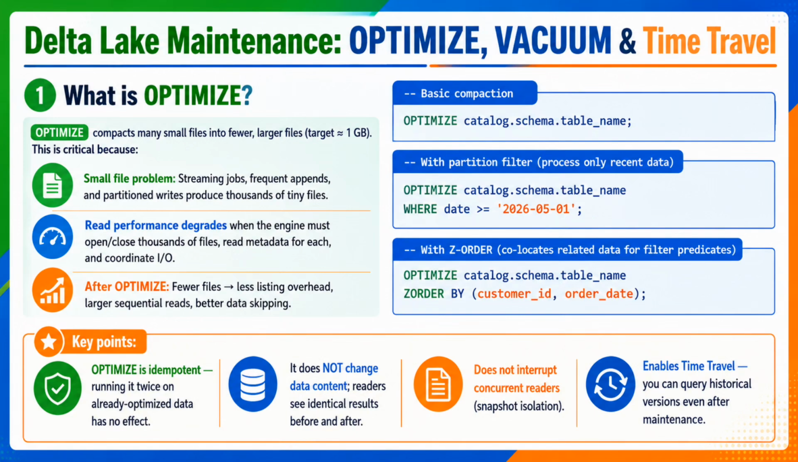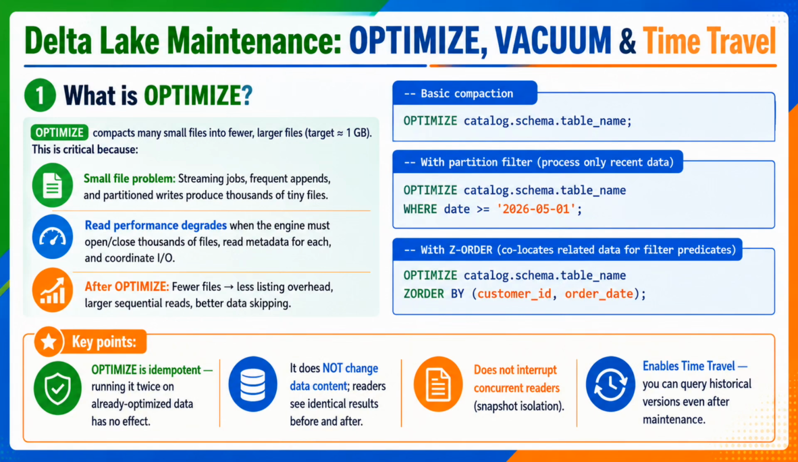For example, optimize catalog.schema.tablename, where date is greater than or equal to 2026-05-01. Here, Optimize processes only the data where the date is greater than or equal to May 1st, 2026. This approach is particularly useful when we want to optimize recent or frequently changing data instead of processing the complete table.